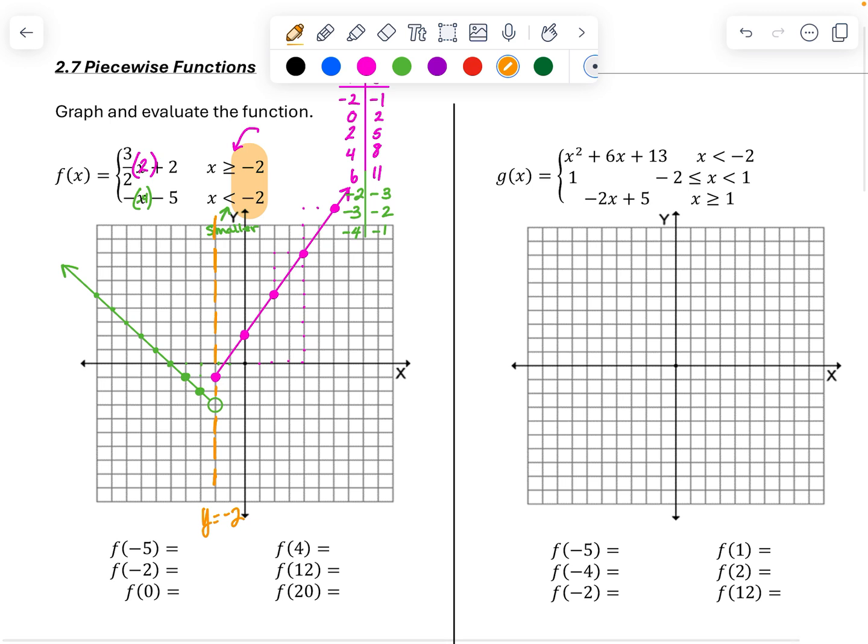And then down here, I want to know what things are. So when x is -5, well, 1, 2, 3, 4, 5. When x is -5, y came out to be 0.